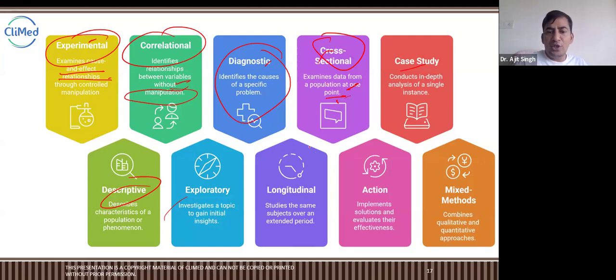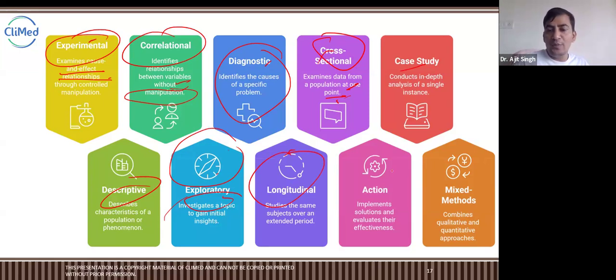Okay, and then longitudinal means for the long term. Exploratory means they are the pilot studies we do before the clinical trial. Exploratory studies are pilot studies which are done to get the initial knowledge or initial insight on any topic.